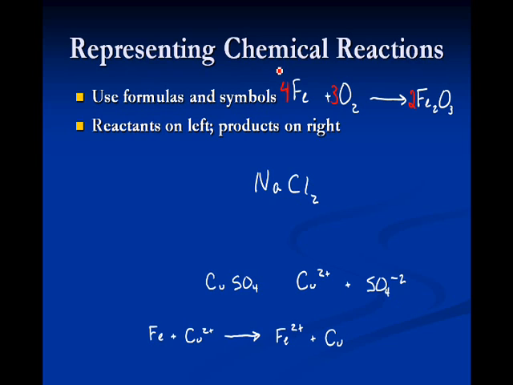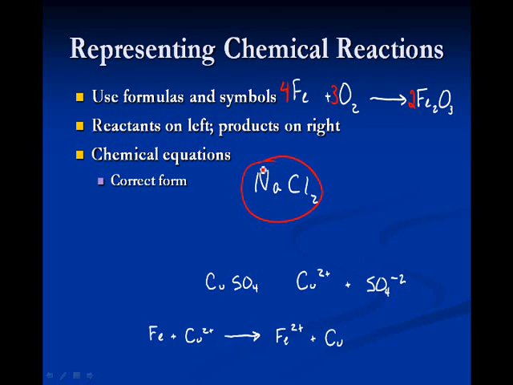We've got to use the formulas and symbols correctly. We put the reactants on the left and the products on the right. We will find, though, that a lot of reactions are reversible, and so we just traditionally say that the reactants are on the left. If you go to write chemicals and you write something like this, no. Gotta have the chemical formulas written correctly. So that would have to be NaCl.